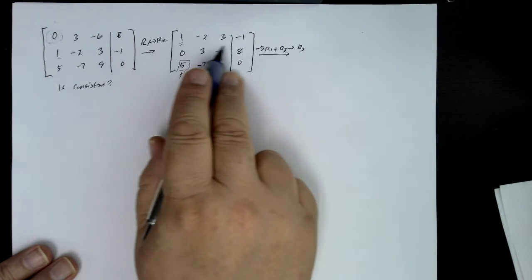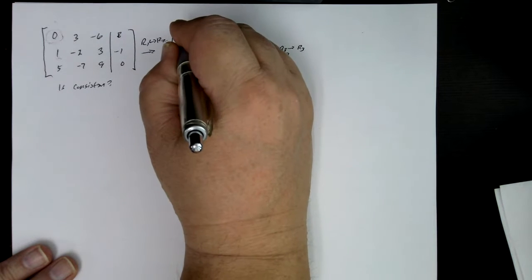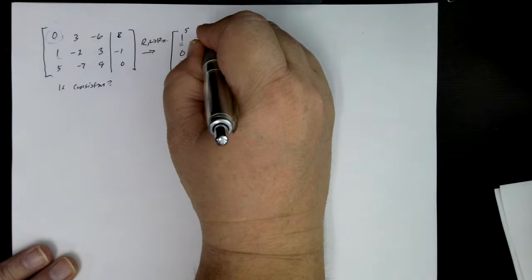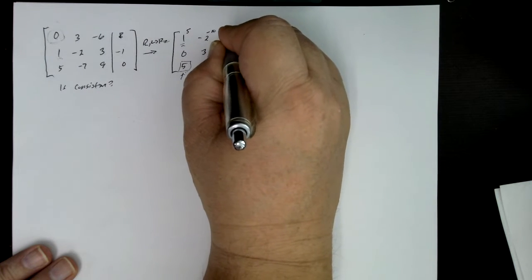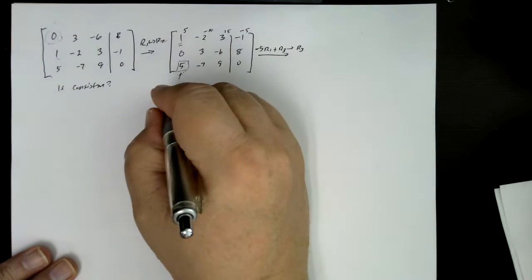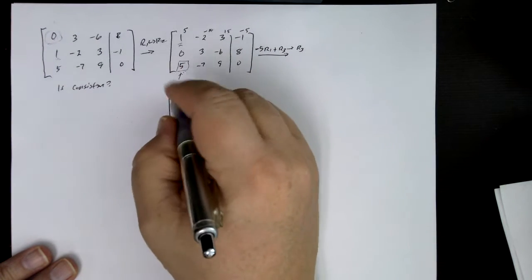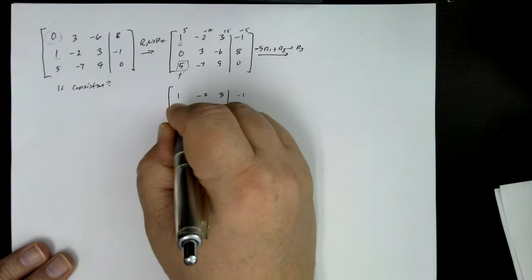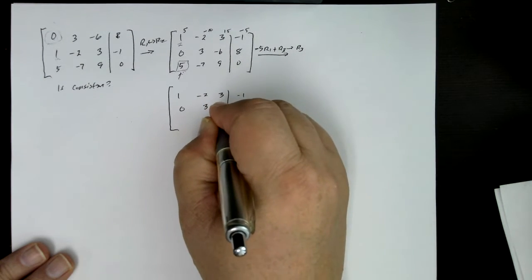Good. So if I multiply row 1 by 5, I'm just going to write it lightly up here. 5 times negative 2 is minus 10. 5 times 3 is 15. 5 times minus 1 is minus 5. Good. And now we'll write down our numbers here: 1, minus 2, 3, minus 1; 0, 3, minus 6, and 8.